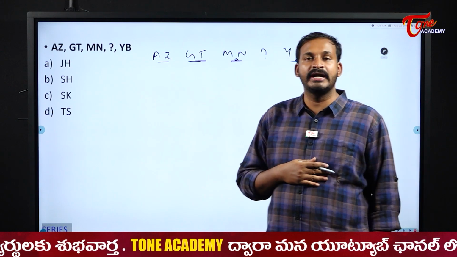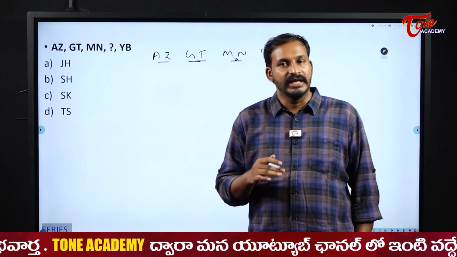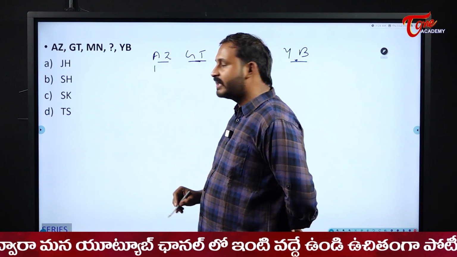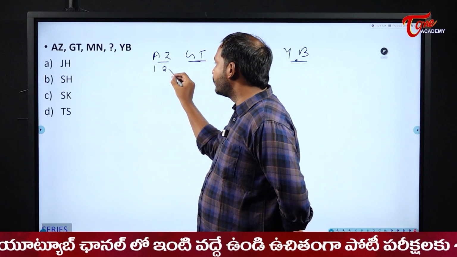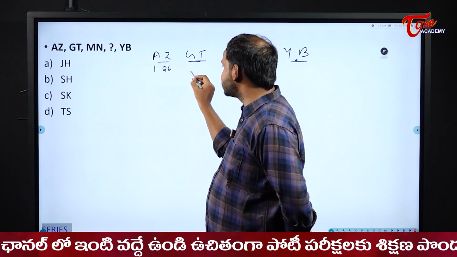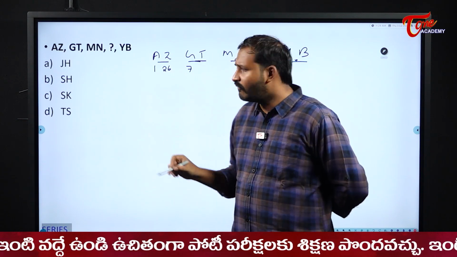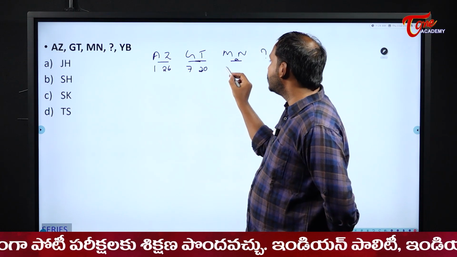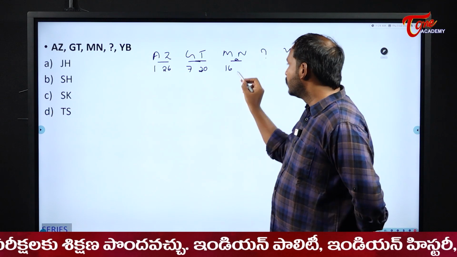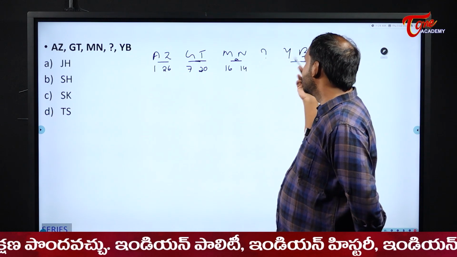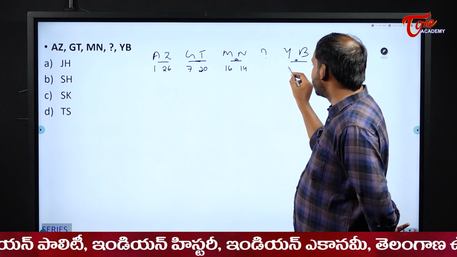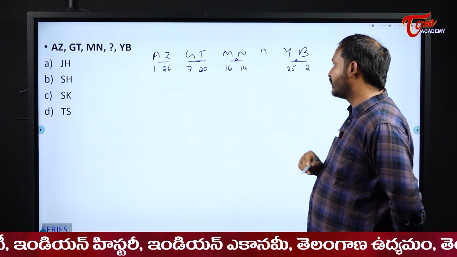If you were able to identify the opposite pairs, well and good. If not, write the place values. A is what for me? First alphabet. Z is the 26th alphabet. What about G? G is the 7th alphabet. What about T? It is the 20th alphabet. What about M, students? M is the 16th alphabet. N is the 14th alphabet. We don't know what it is. Once again, Y is which alphabet for us? Y is the 25th alphabet. B is the second alphabet for me here.